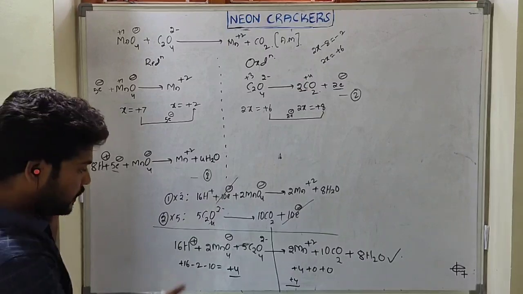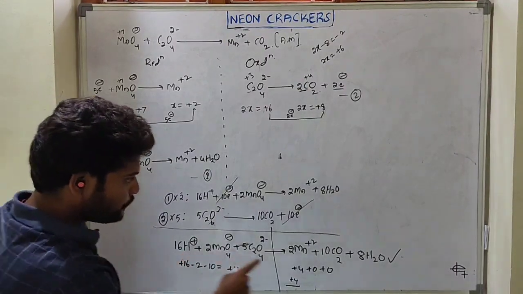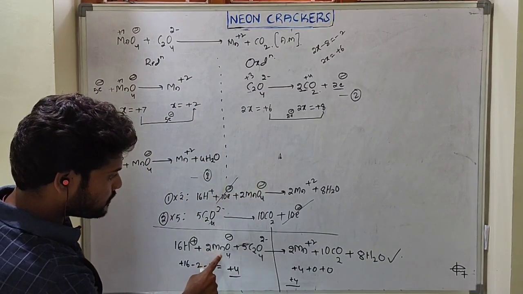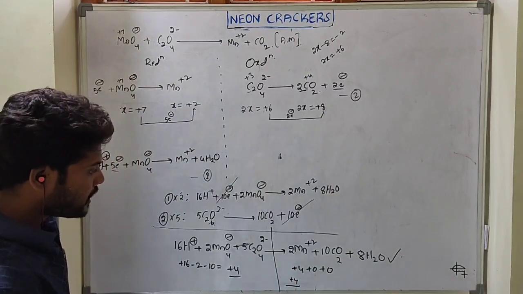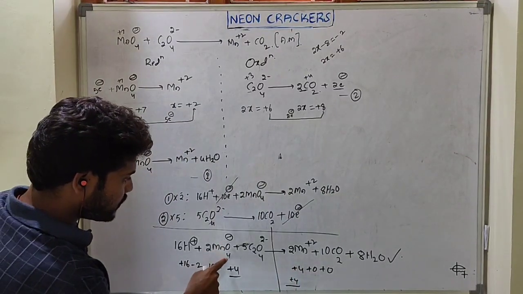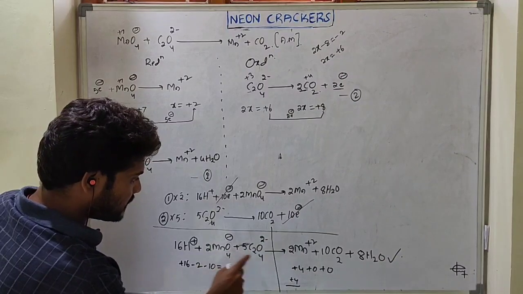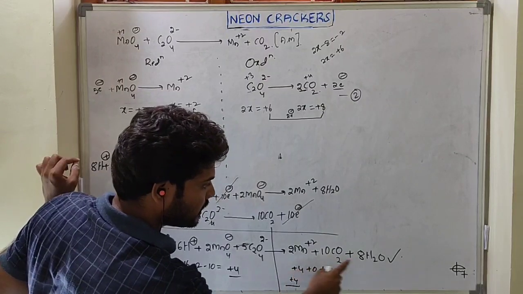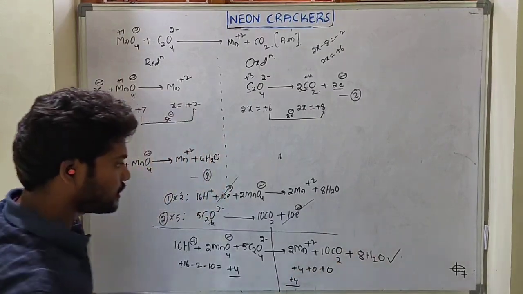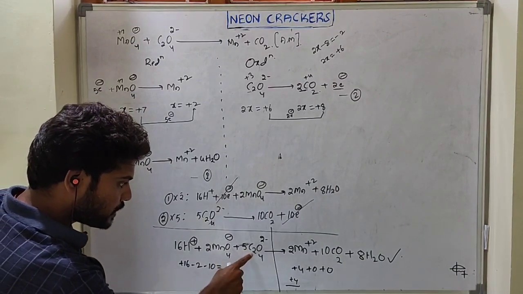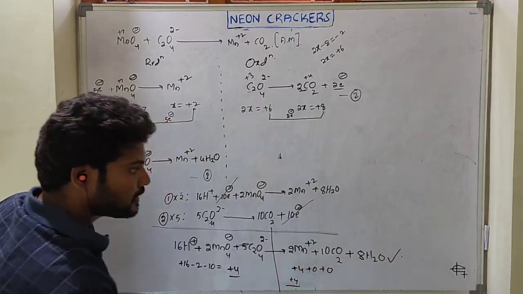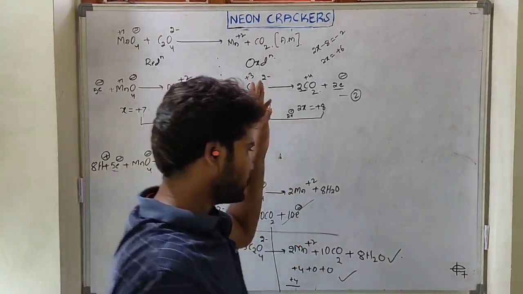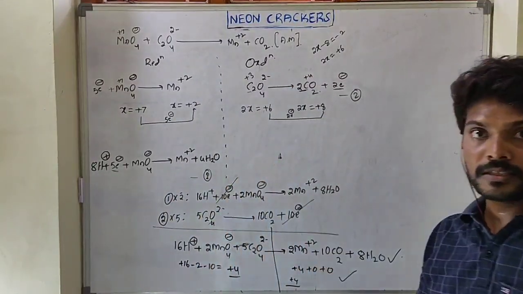Now just focus on the number of hydrogen, manganese and oxygen atoms, and cross-check. Number of hydrogen atoms: left side 16, right side also 16. Manganese atoms: 2 on the left, 2 on the right. Oxygen atoms: 2 into 4 is 8, and 4 into 5 is 20, so 28 oxygen atoms. On the right side, 2 into 10 is 20, and 8 into 1 is 8, so 28 oxygen atoms. Carbon atoms: 5 into 2 is 10, and on the right 10 carbon. Everything is balanced, so this is a balanced redox reaction.